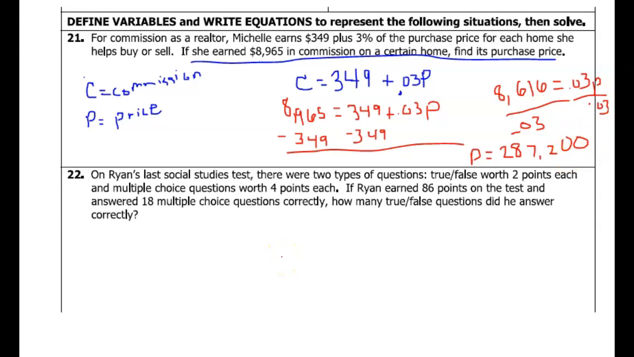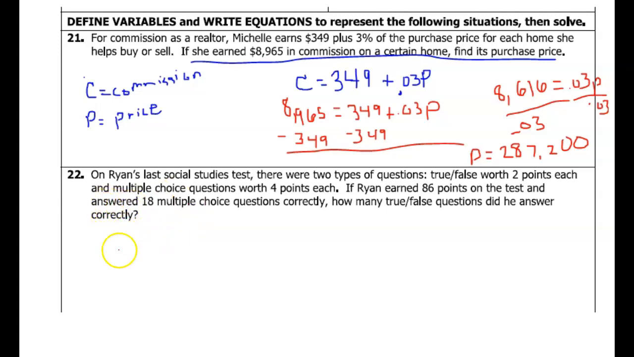Let's look at Ryan's situation. On Ryan's last social studies test, there were two types of questions, true and false, which were worth 2 points each, and multiple choice questions worth 4 points each. If Ryan earned 86 points on the test and answered 18 multiple choice questions exactly correct, how many true or false questions did he answer correctly?